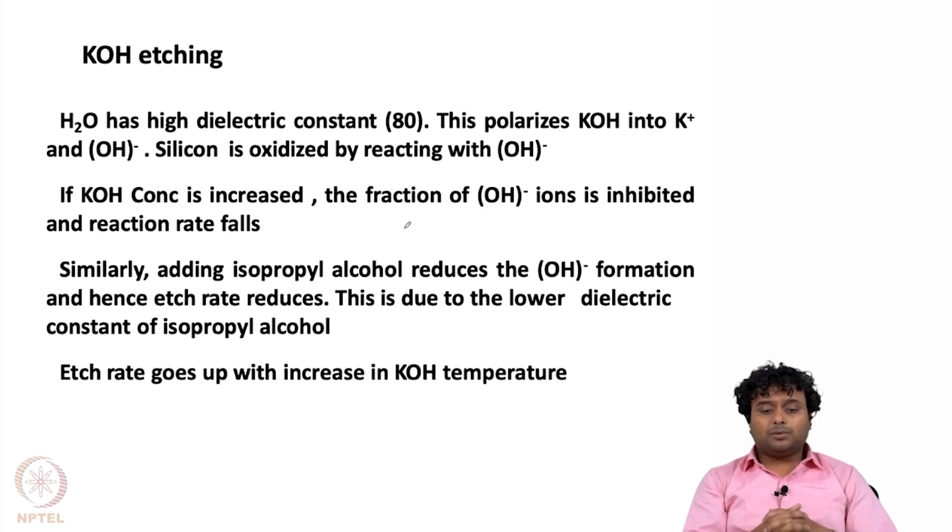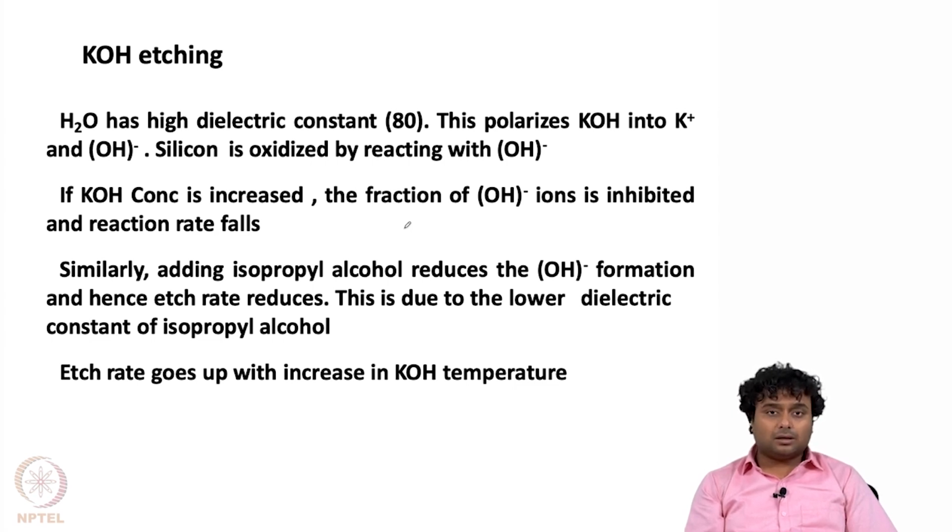So the important point to note here is that concentration is one kind of control which we can select, and accordingly choose how much etching rate we want. Then adding IPA is another kind of control which we can add in a specific concentration, and then we can control the etching rate. Temperature is also another control knob or handle for that.